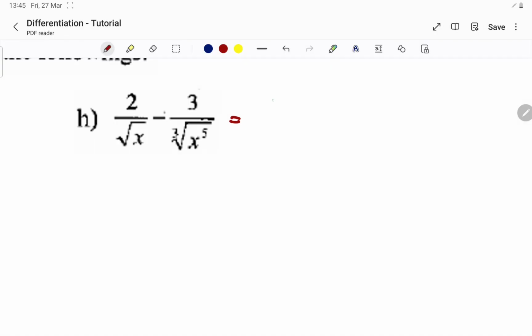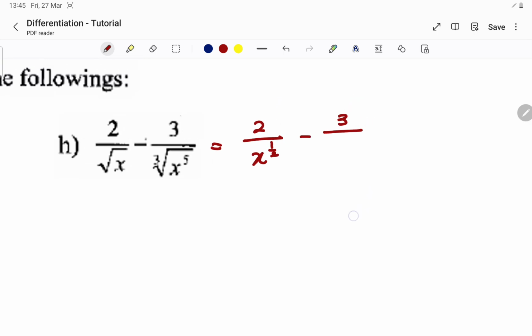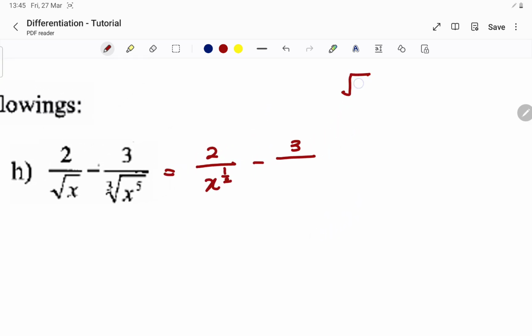Okay, you change this one to divide with square root x, it becomes x to the power of 1 over 2, minus 3, and here we have x to the power of 5, a cube root. Okay, when we want to change this, it becomes x to the power of 5 over 3.